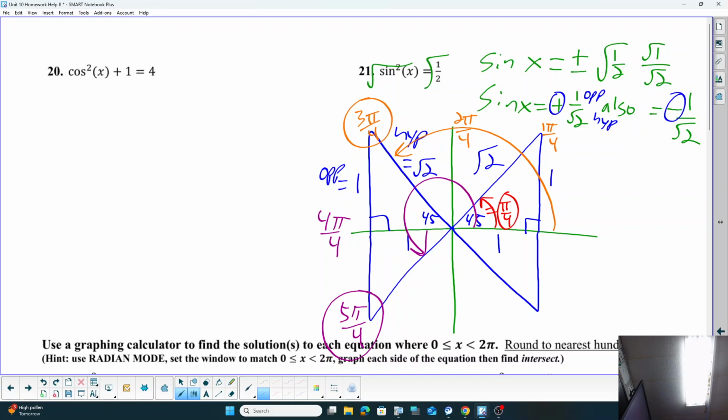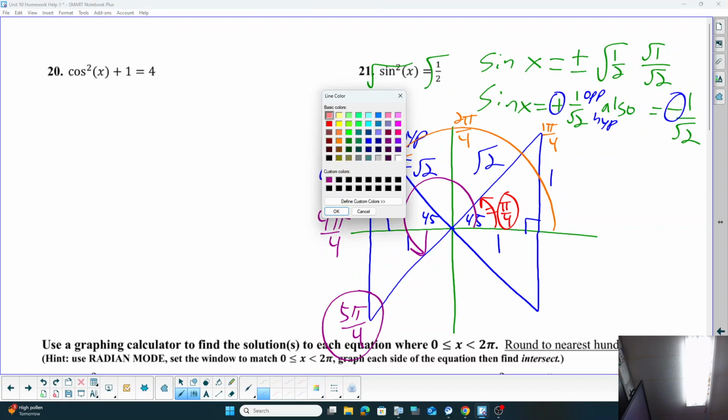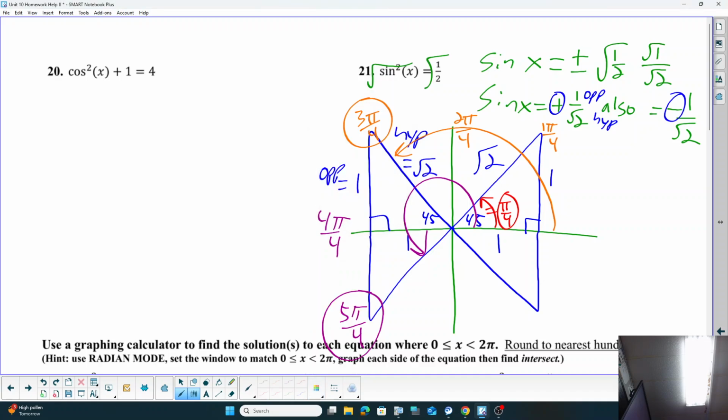And then our last one, which color should we use? Magenta? You know, we should use pink. Okay, we're going to go all the way around now, all the way around to that one. So that's 6 pi over 4 next, and then that's it, 7 pi over 4. So those are our 4 answers for problem number 21.